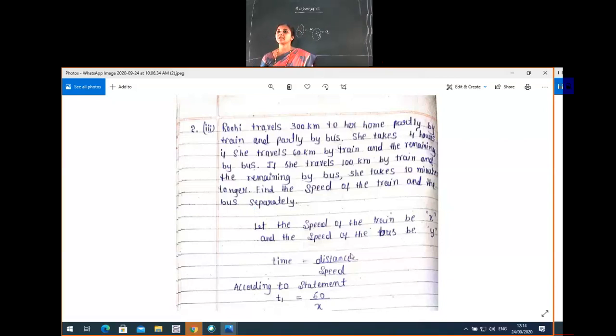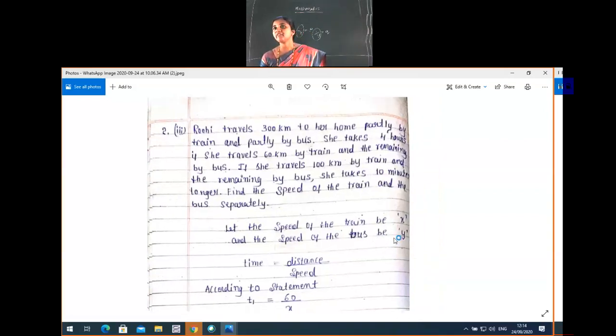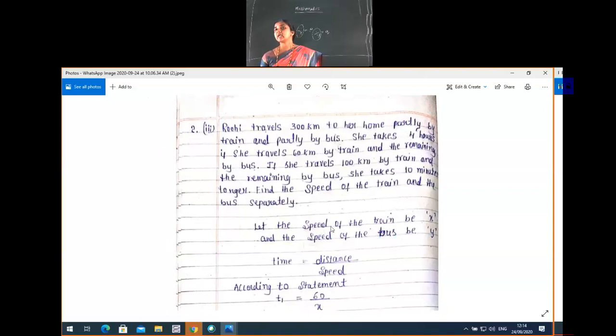So you have to find the speed of the train and bus separately. First, in the beginning we have to choose which one we take as x and which one as y. Let the speed of the train be x, and the speed of the bus be y. Clear? You all know the formula. This is related to a science topic. Time is equal to distance divided by speed.